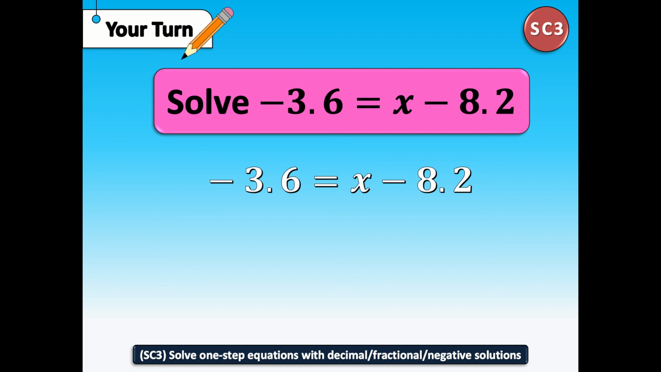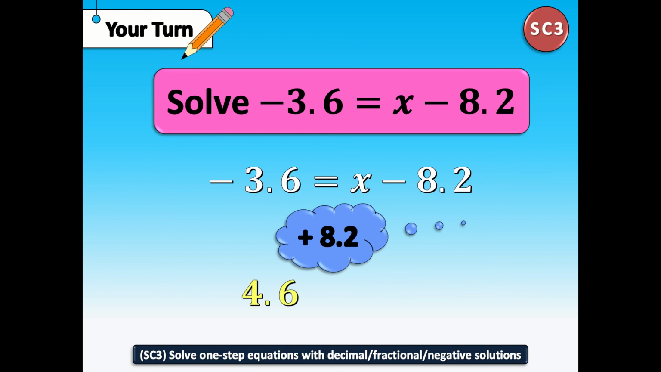So for this question, we want to solve minus 3.6 equals x take away 8.2. So we do the opposite of taking away 8.2, which would be to add 8.2. So we can do minus 3.6 plus 8.2, which is 4.6. So x equals 4.6.